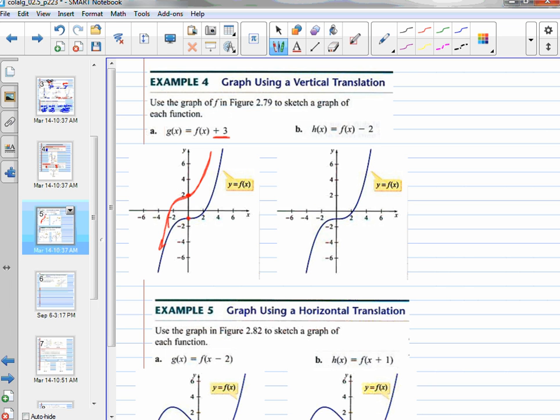Some of you are better artists than I am. Looks like that. Just moved up 3. What's happened here? Down 2. So I'm going to take that point, and I'm going to go down 2. It has now become here, and there you go. There's the new one. Just moved down 2.